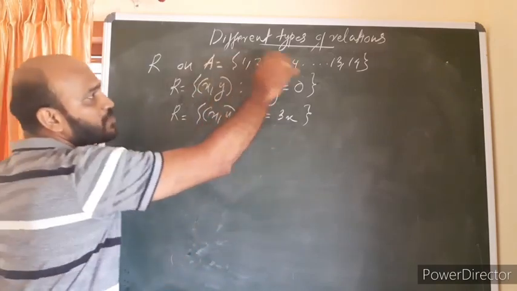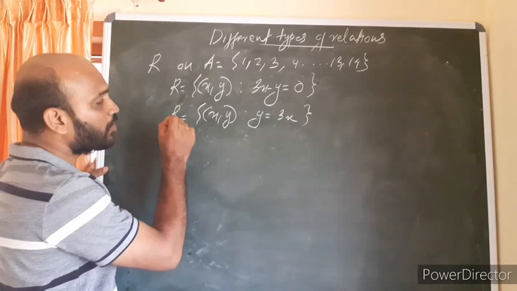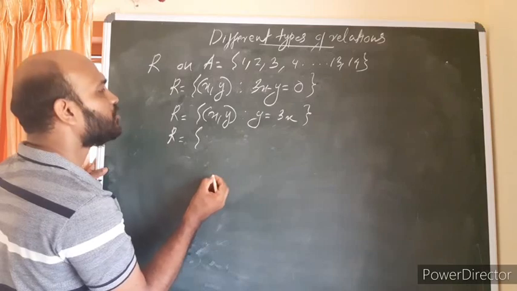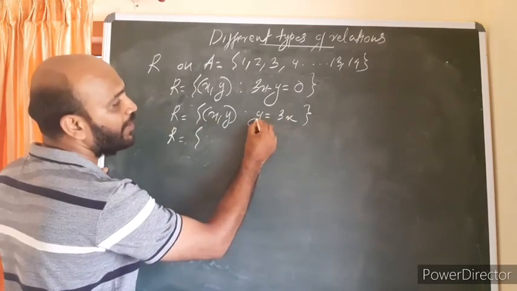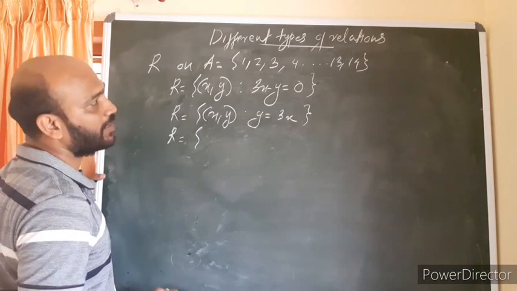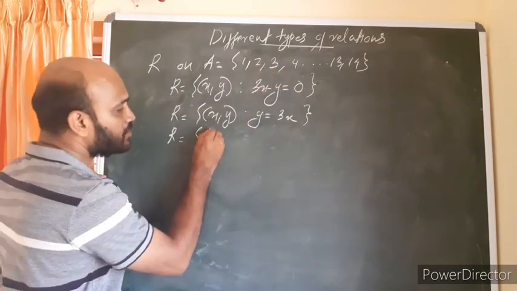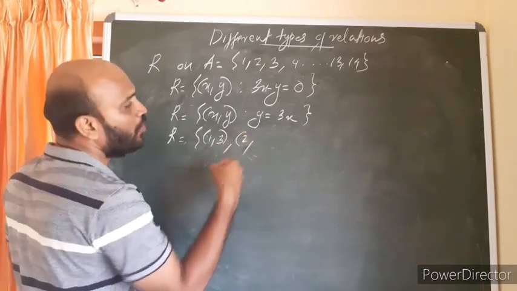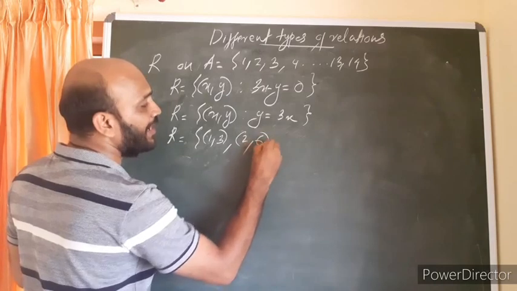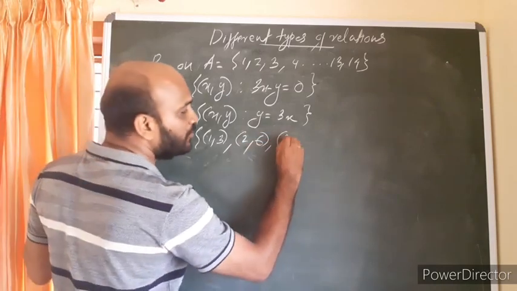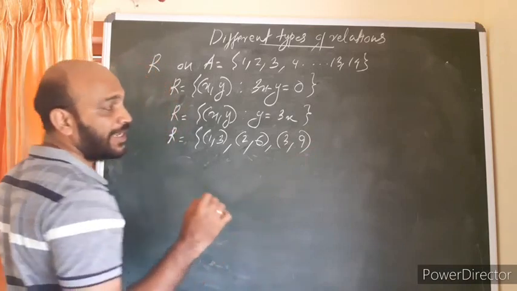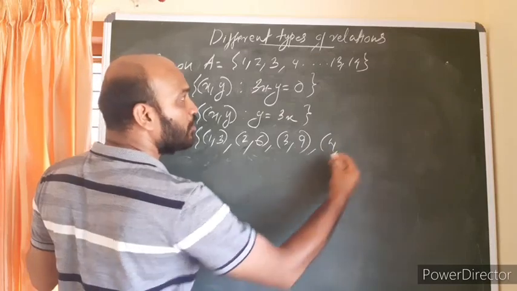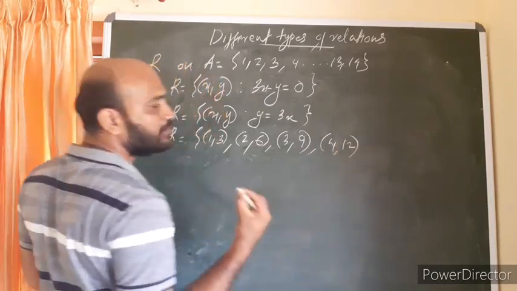Since A contains only a finite number of elements, we have to write all elements. So take x equal to 1. When x equals 1, y equals 3. That means 1 is related to 3, and 3 should be in this set. So the first ordered pair is (1,3). Then when x equals 2, y equals 6, so 2 is related to 6. When x equals 3, y equals 9, so 3 is related to 9. When x equals 4, y equals 3 times 4, which is 12. 4 is related to 12.